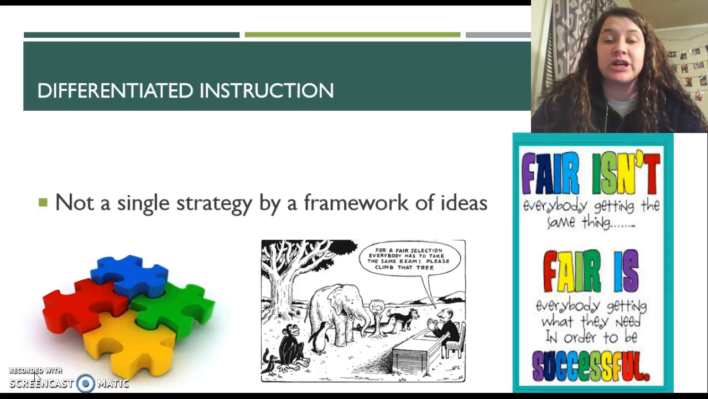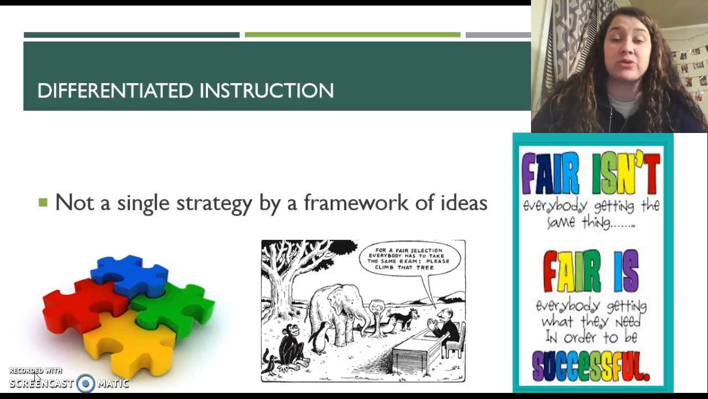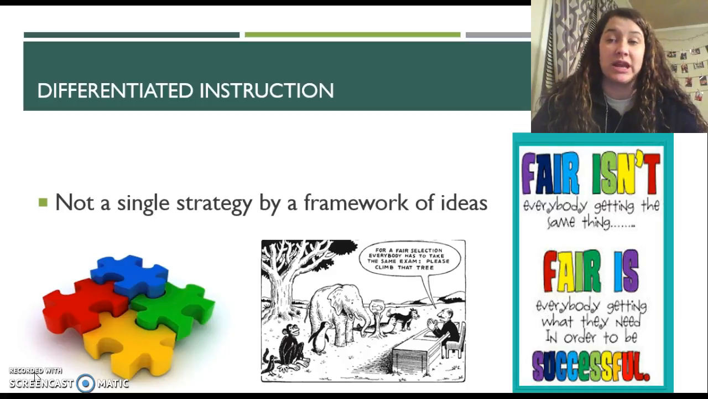Differentiated instruction is equal education. Equal education does not mean that all students are getting the same, but rather that all students are getting what they need in order to succeed.